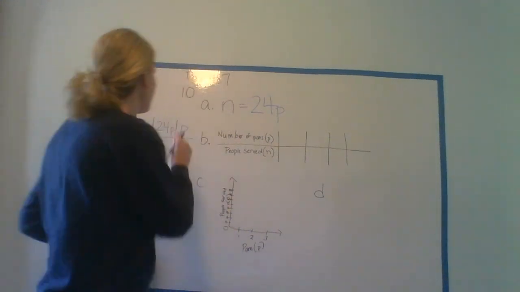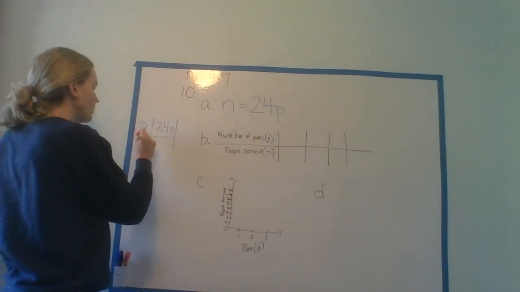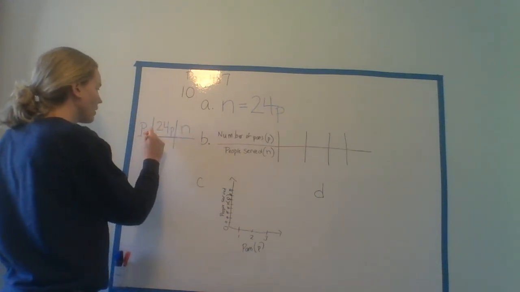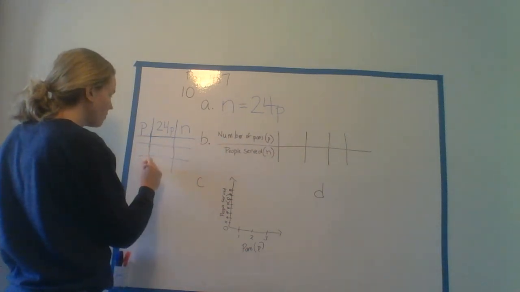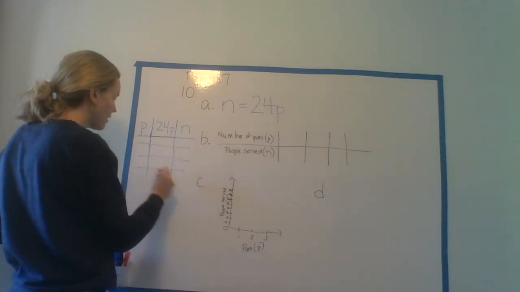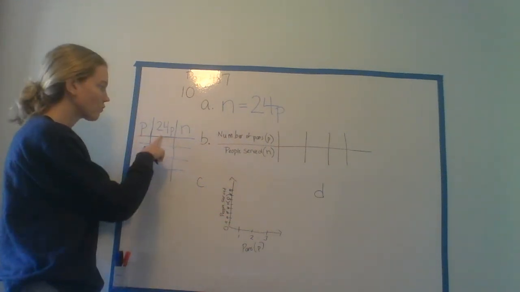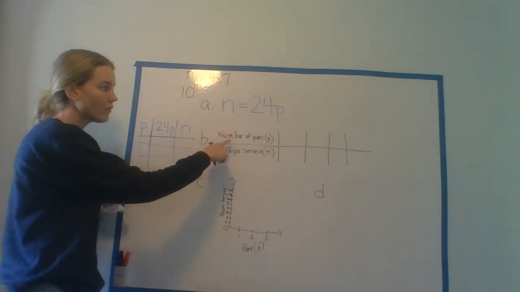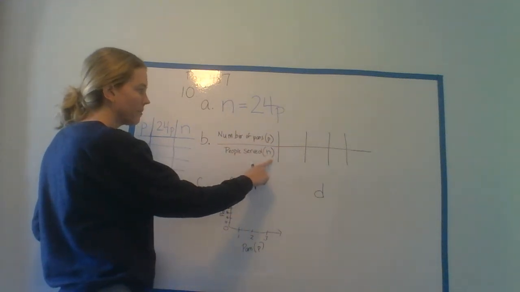I'm sorry, it's supposed to be P is going to be your input, and N is going to be your output like this. So again, you could do it either way. I'm going to do it both ways just to show you that either way is going to be fine. So you're either going to have it set up like this, P, 24P is your function rule, N is your output, or you could just set it up like this, number of pans P, people served N.